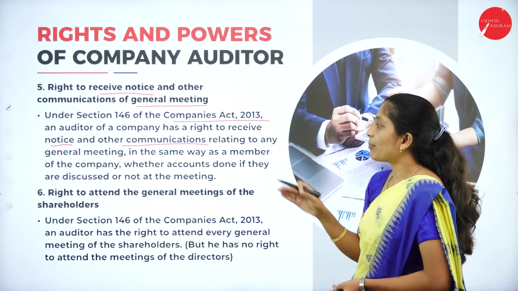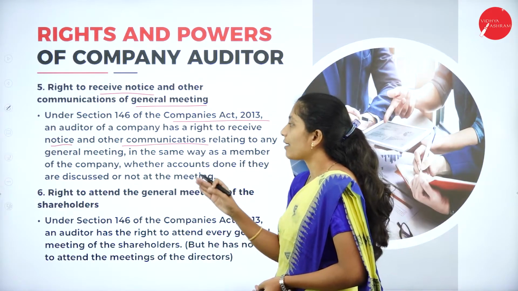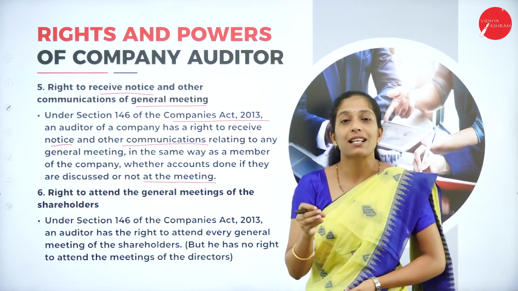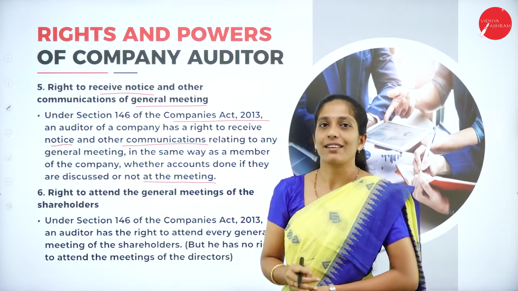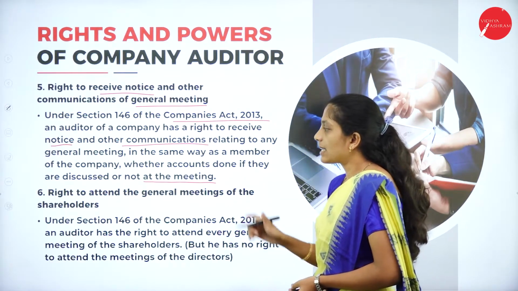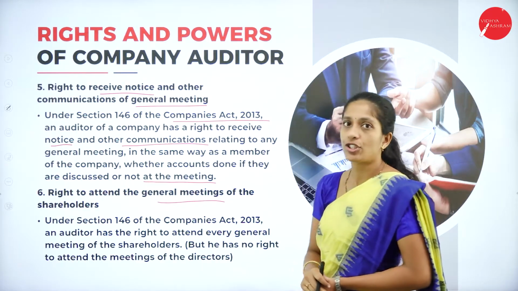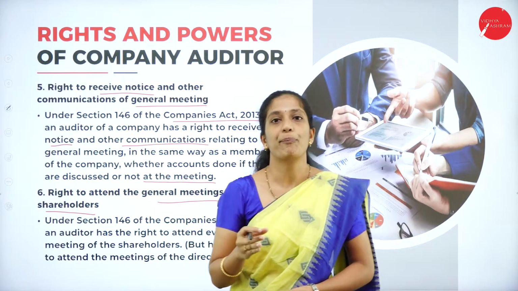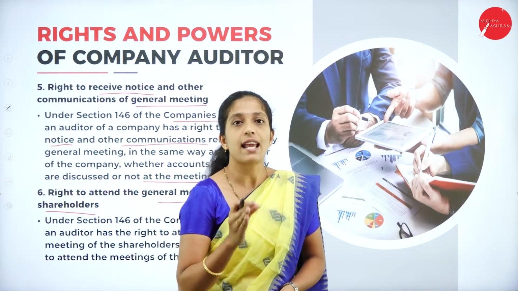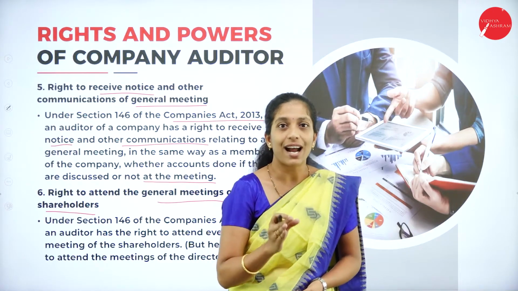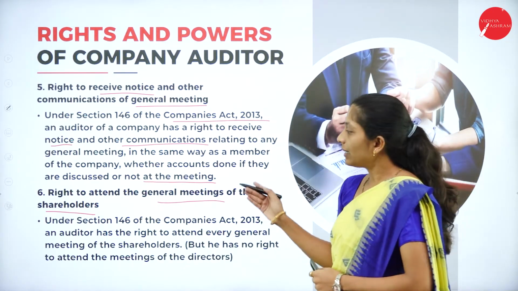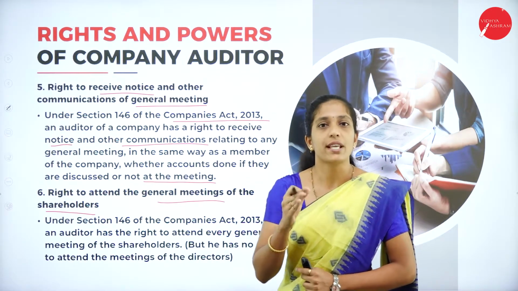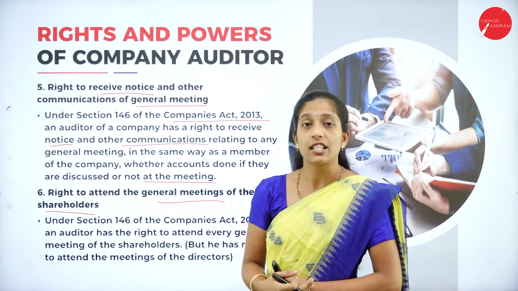In the same way as a member of the company, whether accounts are discussed or not at the meeting, here he has a right to discuss the accounts of the company in the general meeting. And the next right is right to attend general meetings of the shareholders. So once he is appointed as an auditor, an auditor of the company is appointed within 30 days of registration. So here the auditor has a right to attend the meeting of the shareholders because he has already been appointed within 30 days of the registration of the company.